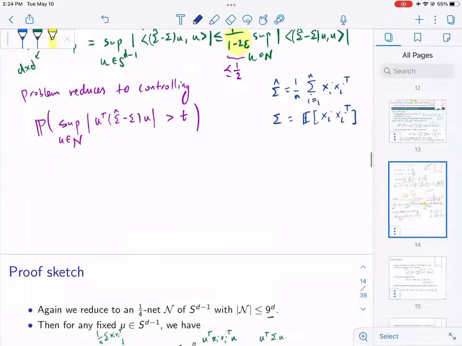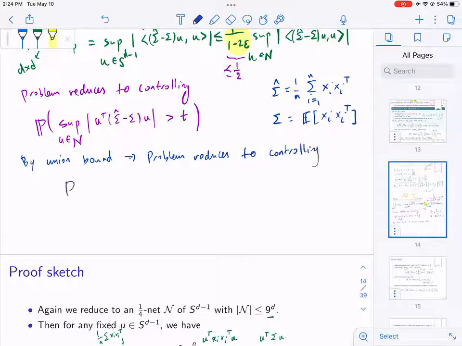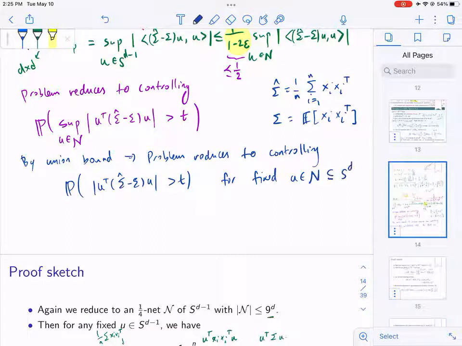So by union bound, the problem reduces to controlling this probability of u transpose sigma hat minus sigma u bigger than t for a fixed u in S^(d-1), or actually in N, which is a subset of S^(d-1). So now what should we do for this?